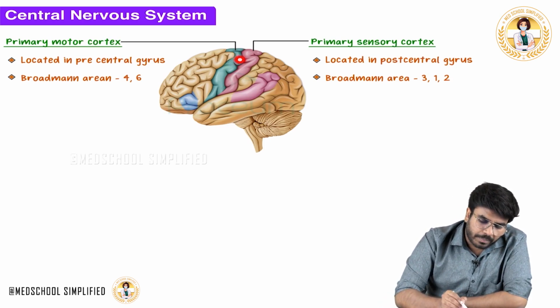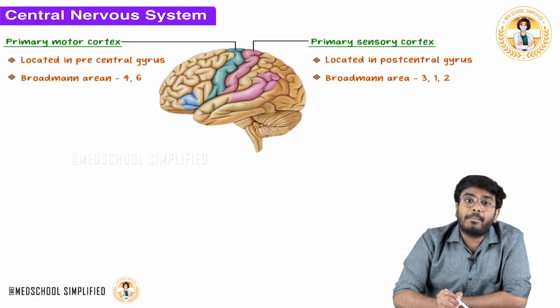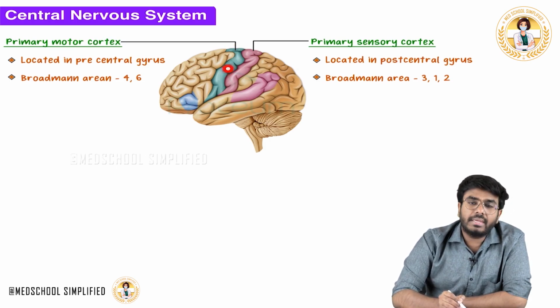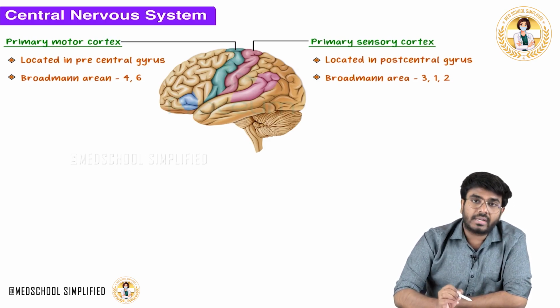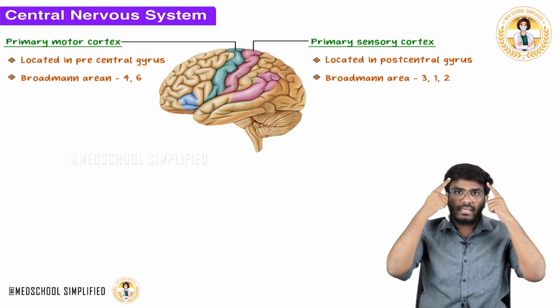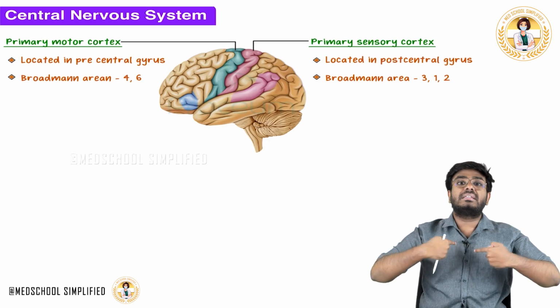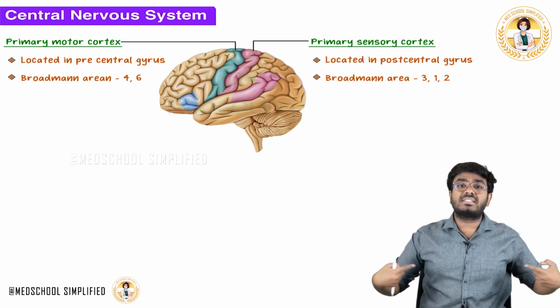This precentral gyrus acts as the motor cortex, which means from this part of the cortex you will get commands to the skeletal muscles. From here, the upper motor neurons will arise. They will come down onto the spinal cord as corticospinal tracts. These upper motor neurons will control the lower motor neurons in the spinal cord.